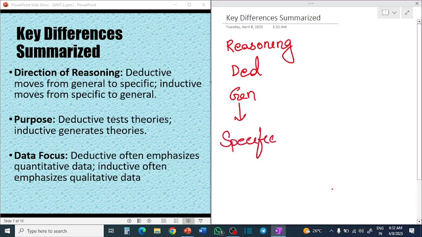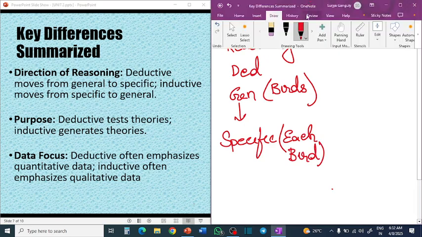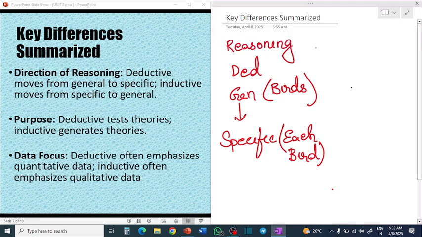What was the general statement? That all birds have feathers, and we have observed each bird. And opposite to that is inductive. In inductive, what we have done is we went from specific, the cat Tom, to all the cats, specific to general.